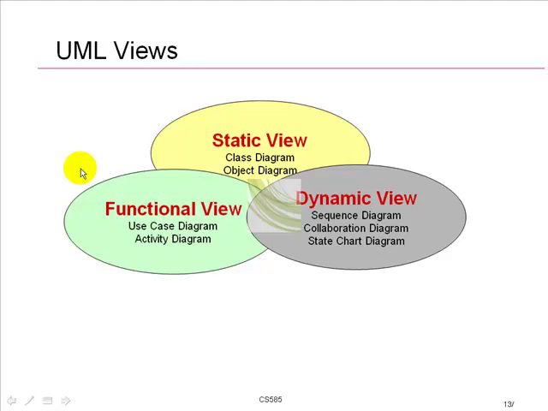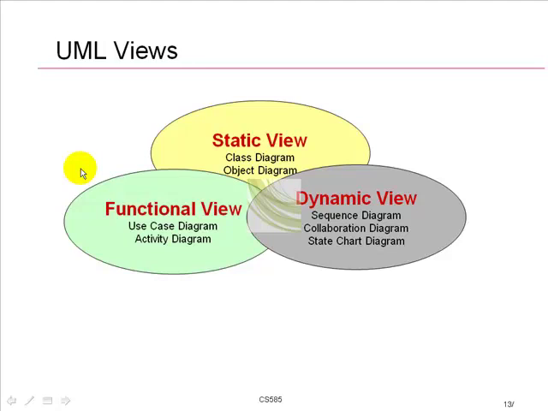And from a dynamic perspective, we have dynamic, which is the interaction of objects. In object orientation, this is what dynamic means: the working of objects to achieve a task. We have the sequence diagram, collaboration, and state chart diagrams. They're all examples of diagrams that are used to depict dynamic behavior.